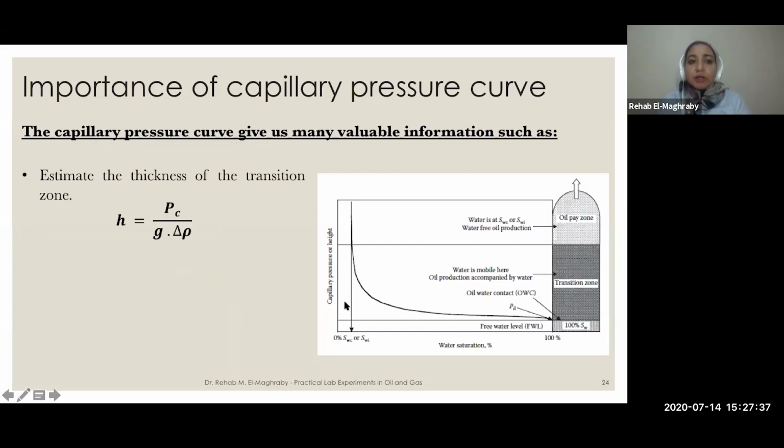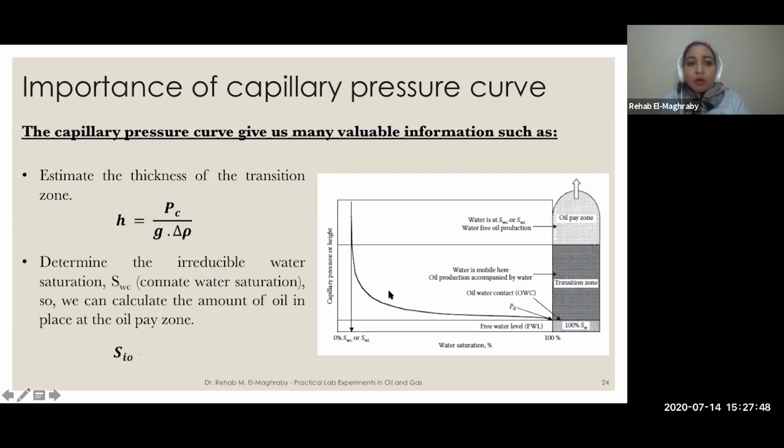Also, you can estimate the thickness of the transition zone, which is between the threshold pressure and the pressure corresponding to the connate water saturation, and you can express it in height. Also, you can know the irreducible water saturation, and from this irreducible water saturation, you can know the initial oil saturation that you have in your reservoir before any production.